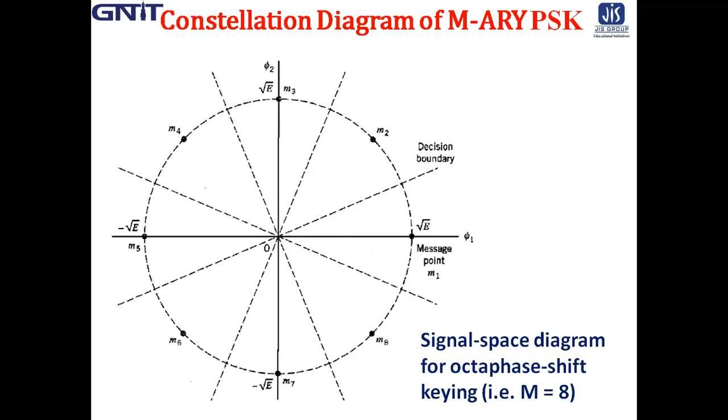for the case of octaphase shift keying. That means M equal to 8. The number of message points is 8. So from this figure, we note that the signal space diagram is circularly symmetric.